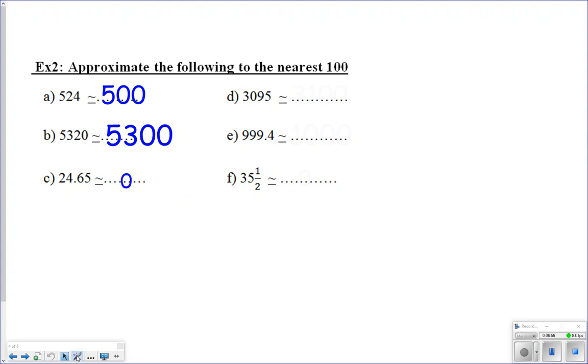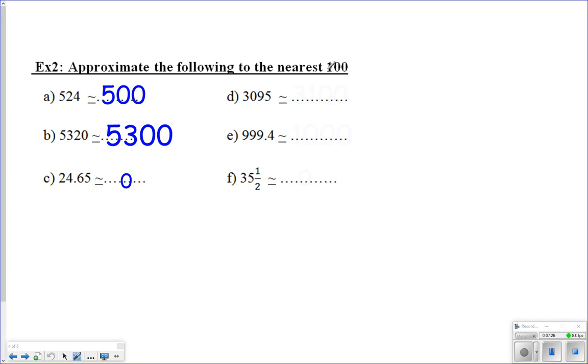We have here 3,095. We are still approximating to the nearest 100, yeah? Where is the 100 here? The 100 here is this 0. Okay, underline 0. Look right next door. We have 9. Is 9 a strong number or a weak number? 9 is a strong number. Strong number meaning plus 1. Plus 1 to what? Plus 1 to our number.